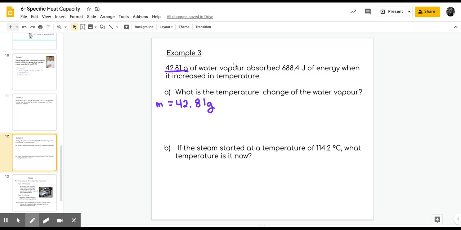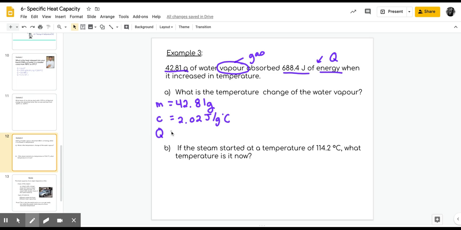Okay, it says water vapor. So this tells me that it is a gas or steam. So C, I look at my periodic table on the bottom of the back. It says C, steam, so it should be 2.02 joules per gram degrees Celsius. And then it says absorbed 688.4 joules of energy. So this is my Q.